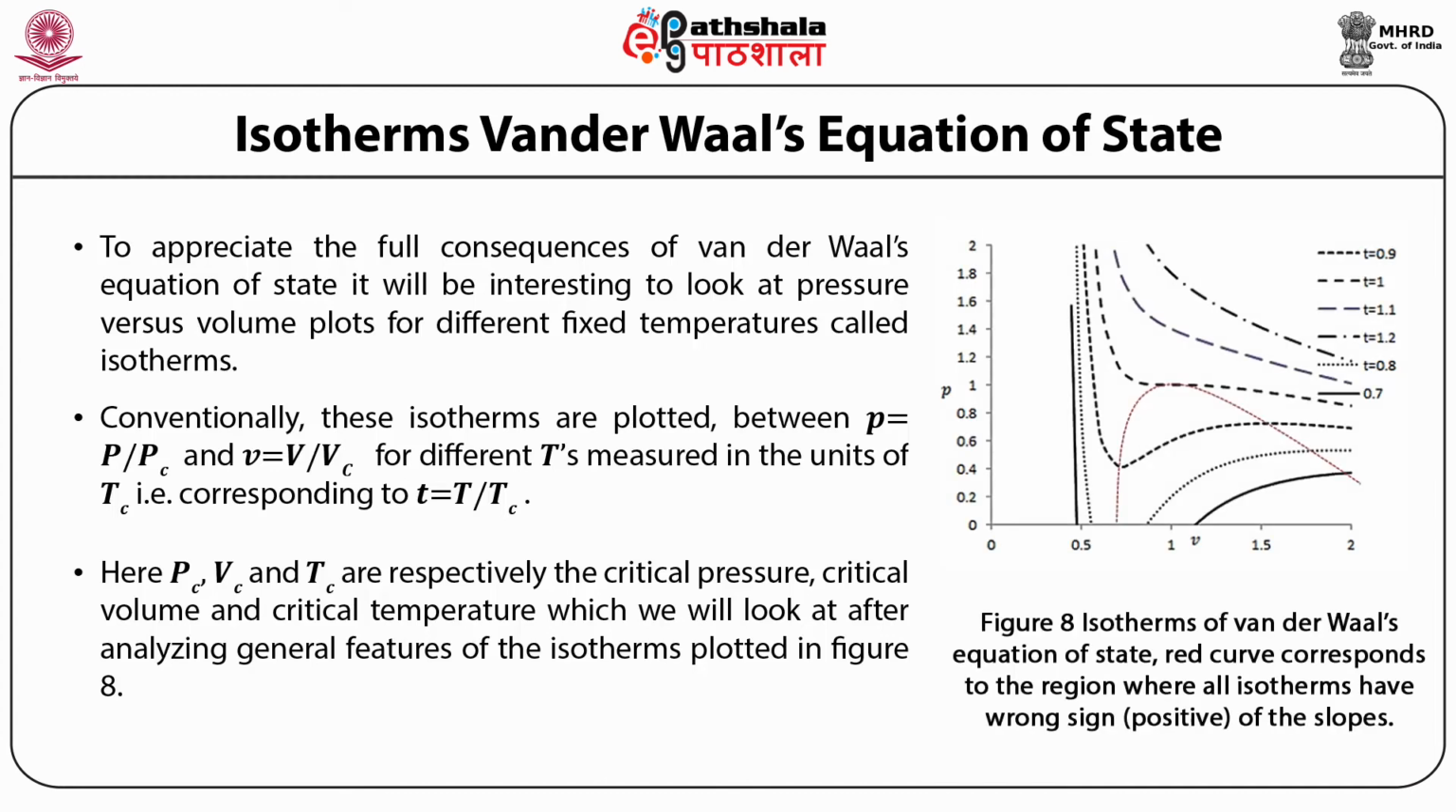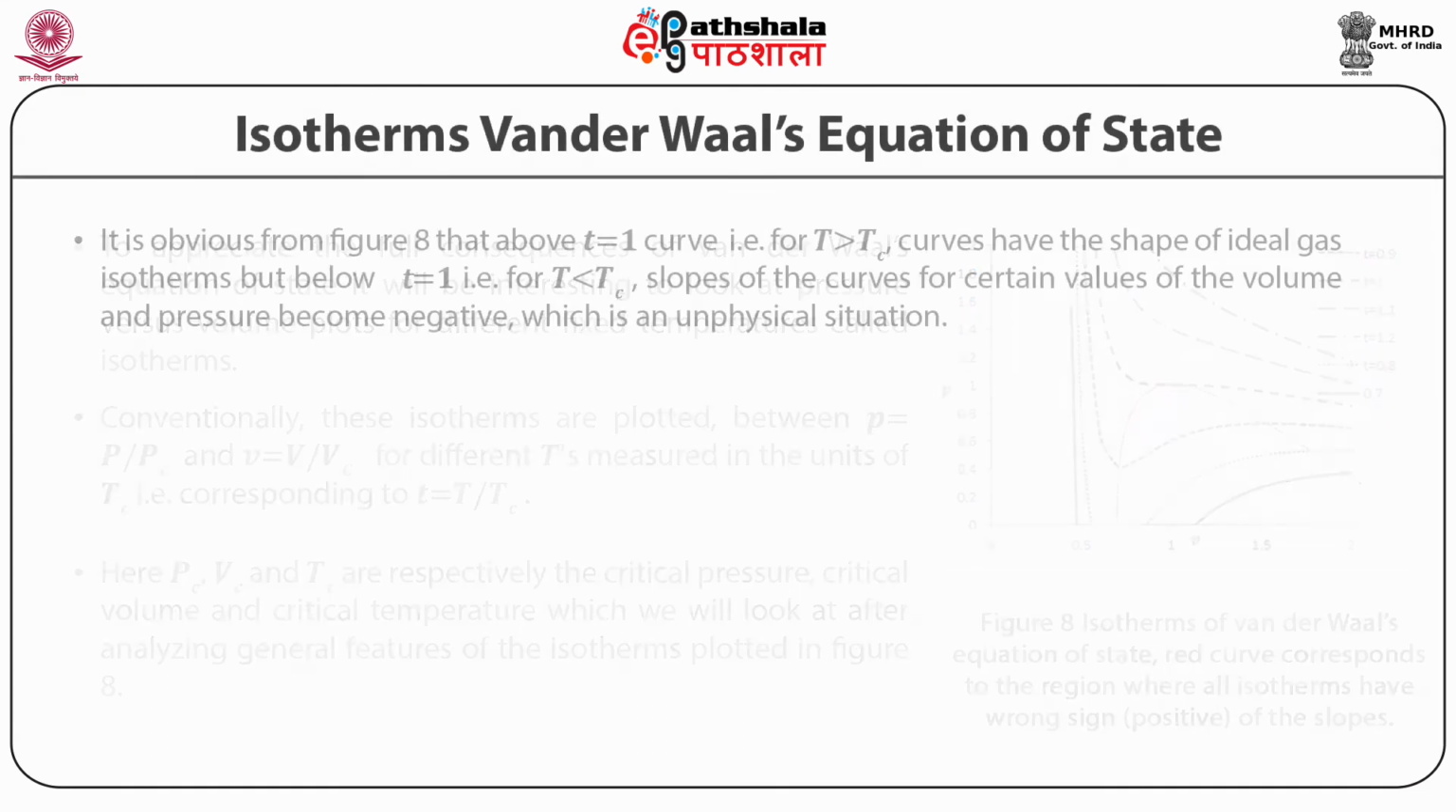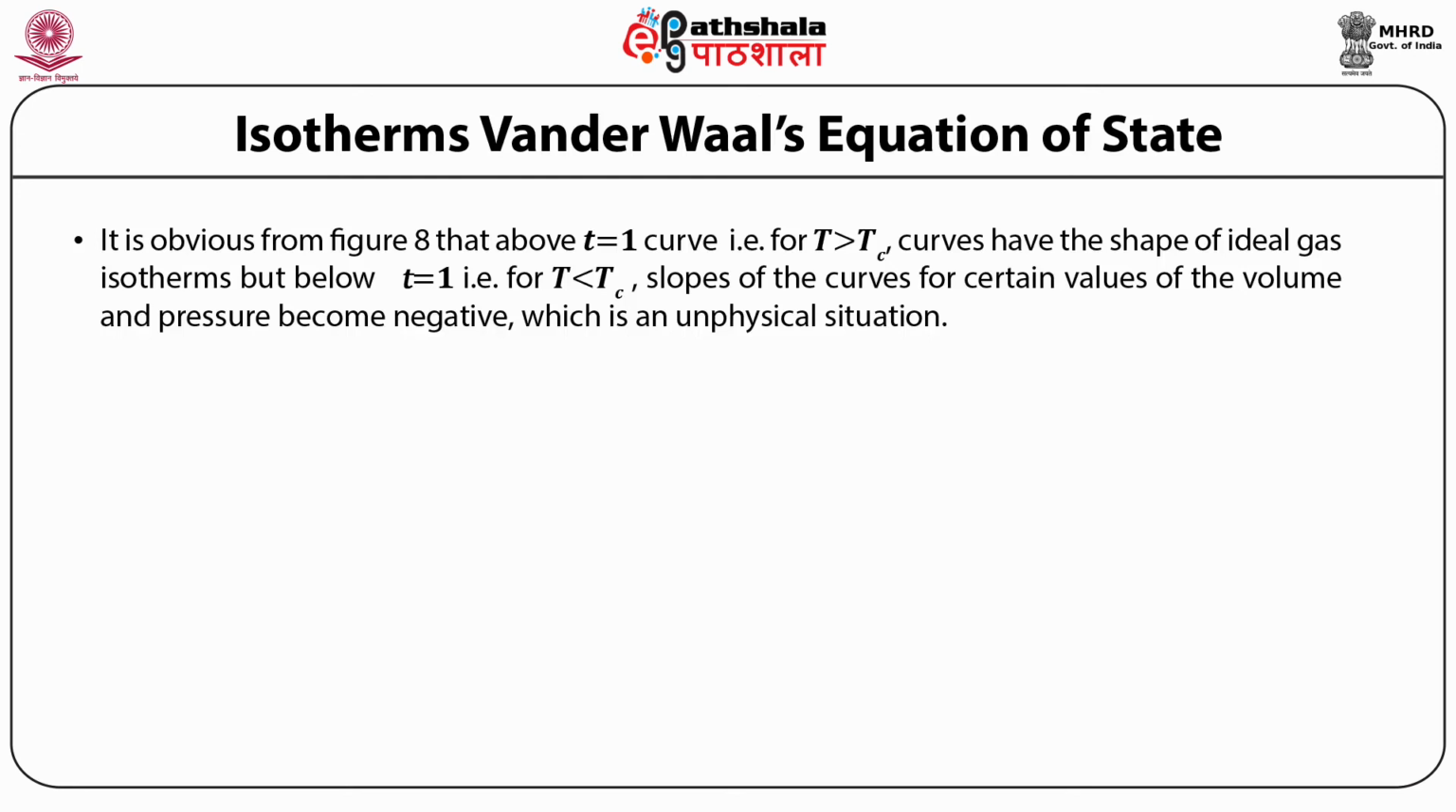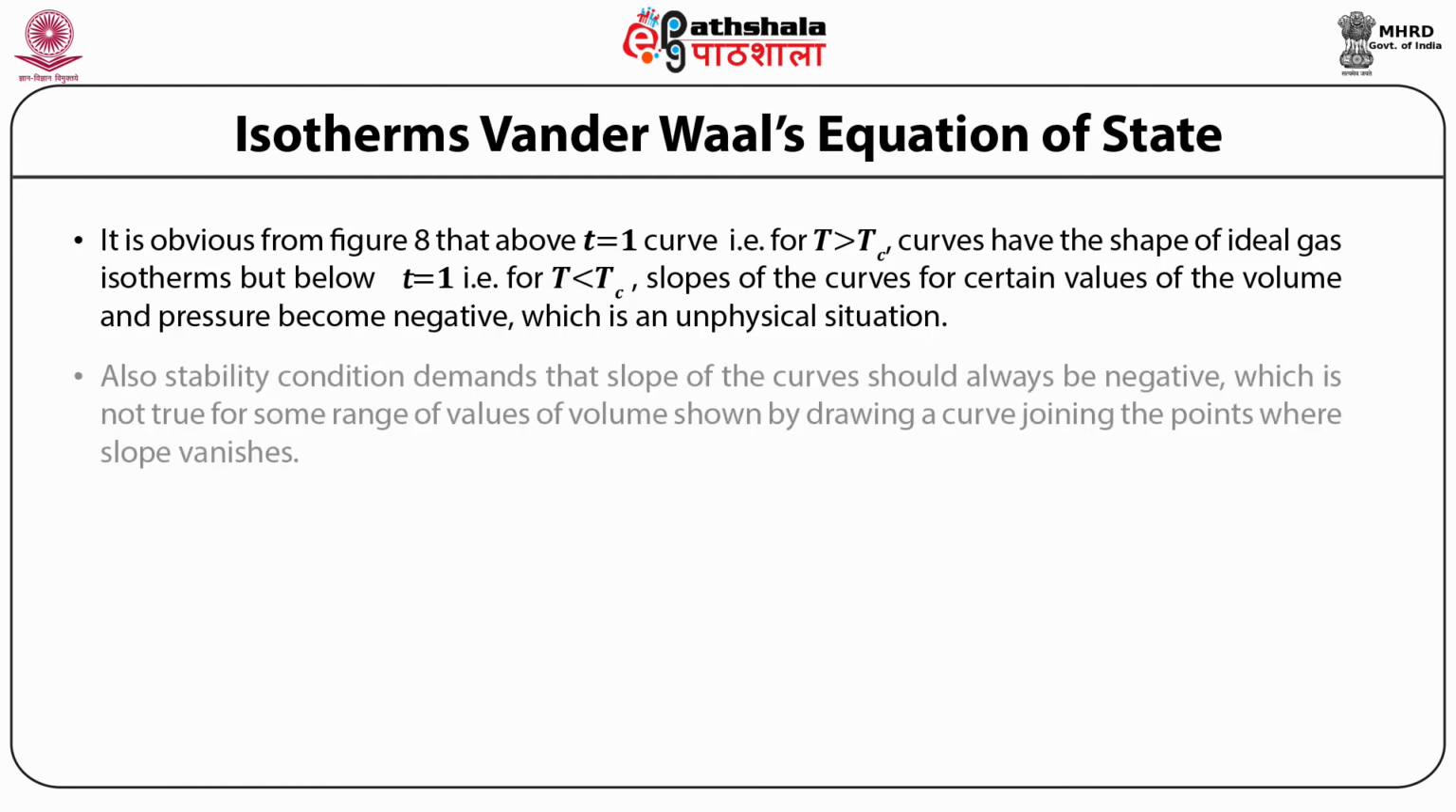Here we note that the red curve corresponds to the region where all isotherms have the wrong sign, that is positive, of the slopes. It is obvious from figure 8 that above the t equal to 1 curve, that is for t greater than Tc, the curves have the shape of ideal gas isotherms, but below t equal to 1, that is for t less than Tc, the slopes of the curves for certain values of volume and pressure become negative, which is an unphysical situation. Also, the stability condition demands that the slope of the curve should always be negative, which is not true for some range of values of volume, shown by drawing a curve joining the points where the slope vanishes.